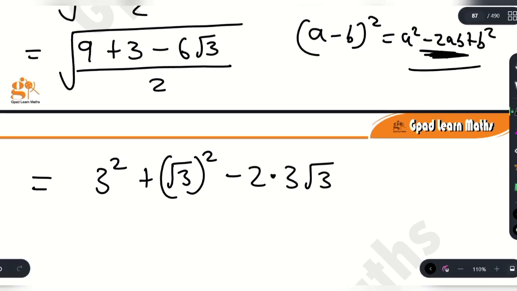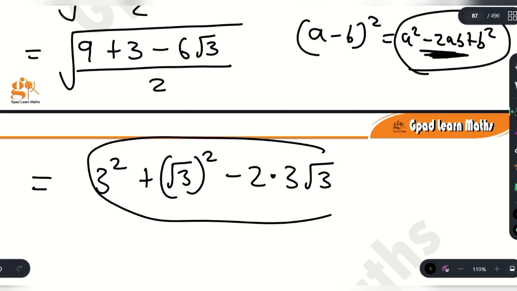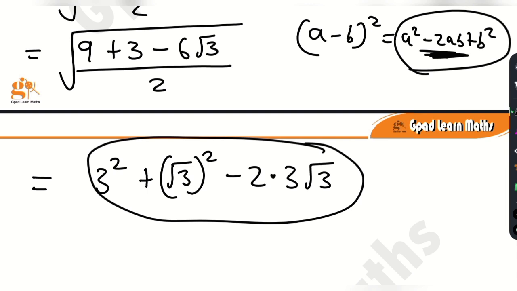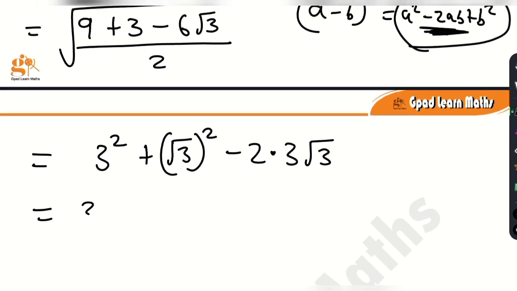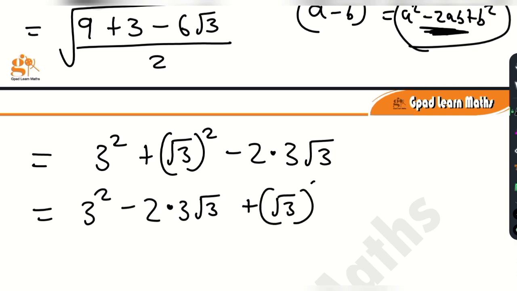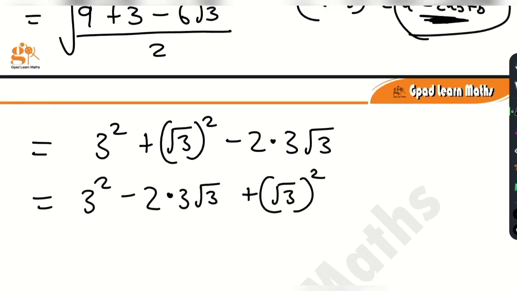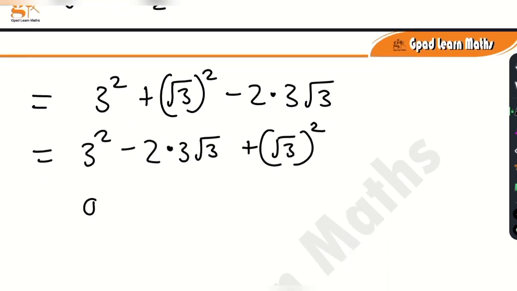Does this here look like this? I think so. Let me just rearrange this so I will show you what I mean. Now, let me just write like this: 3 squared minus 2 lot of 3 root 3, then plus root 3 squared. Let's compare this now with what I wrote earlier: a squared minus 2ab plus b squared.